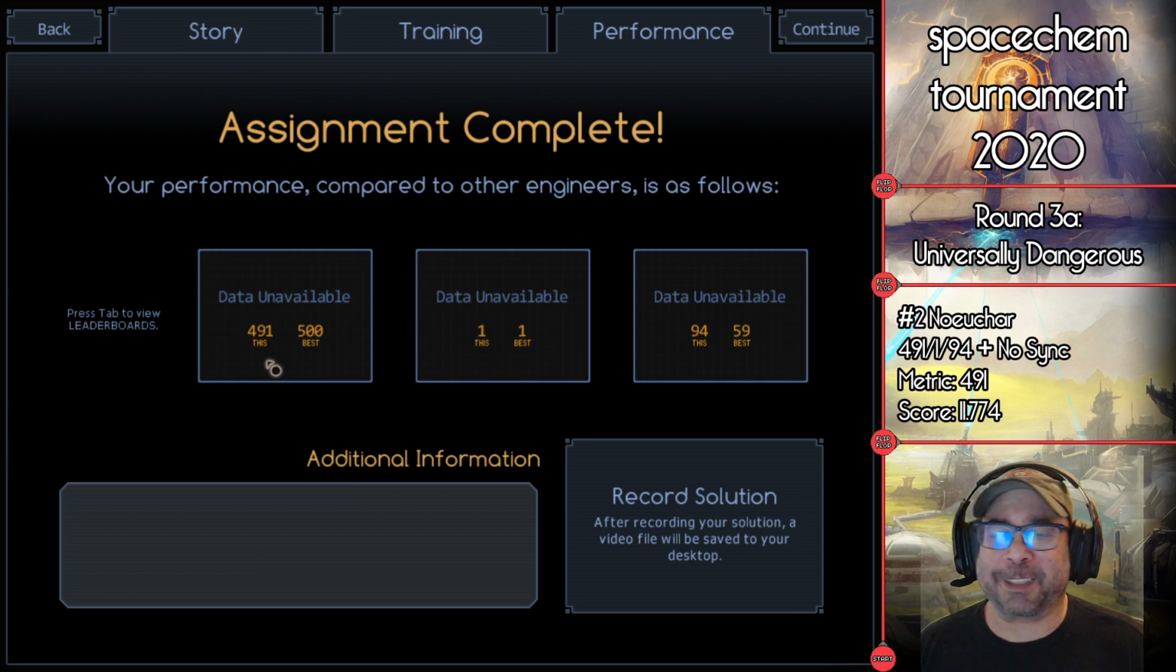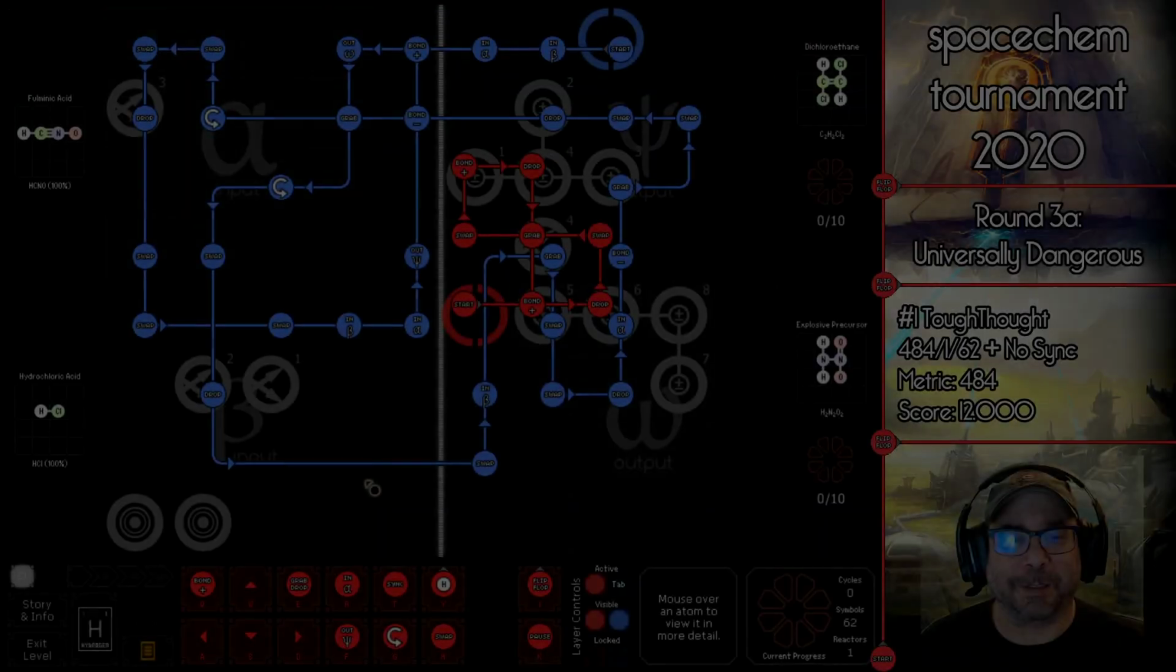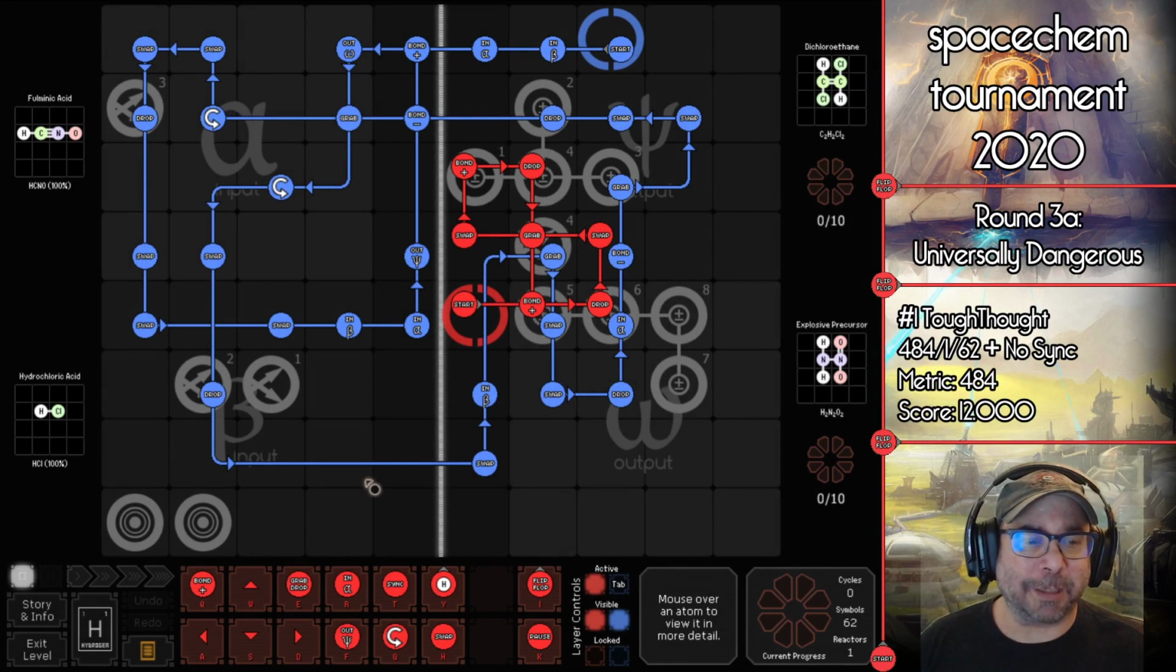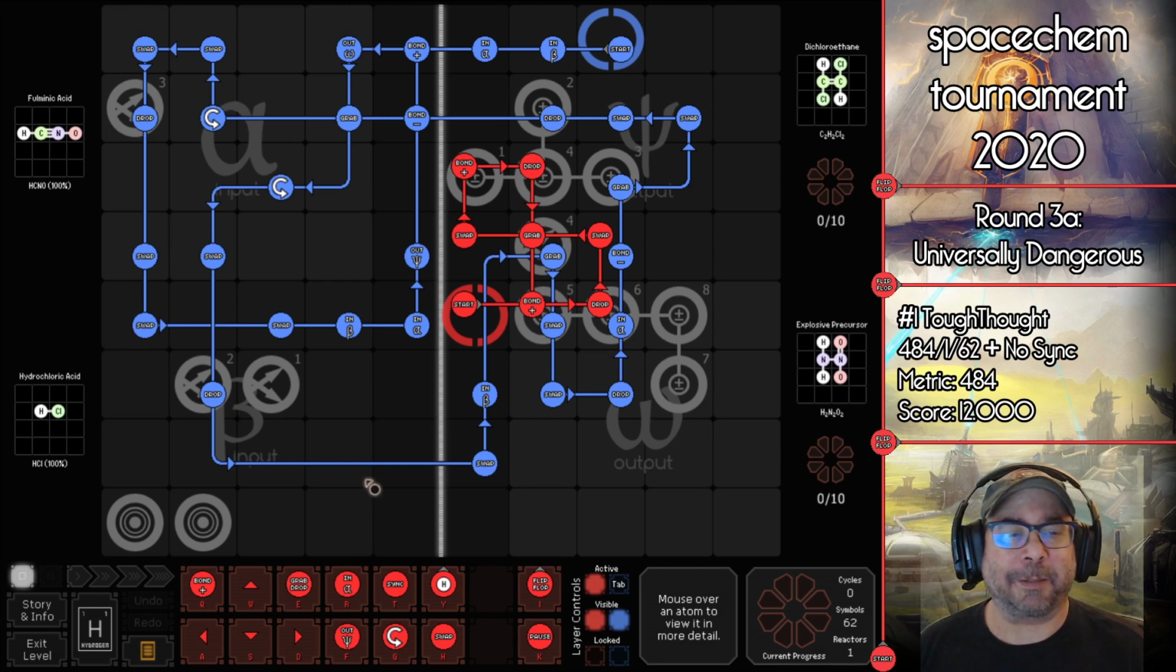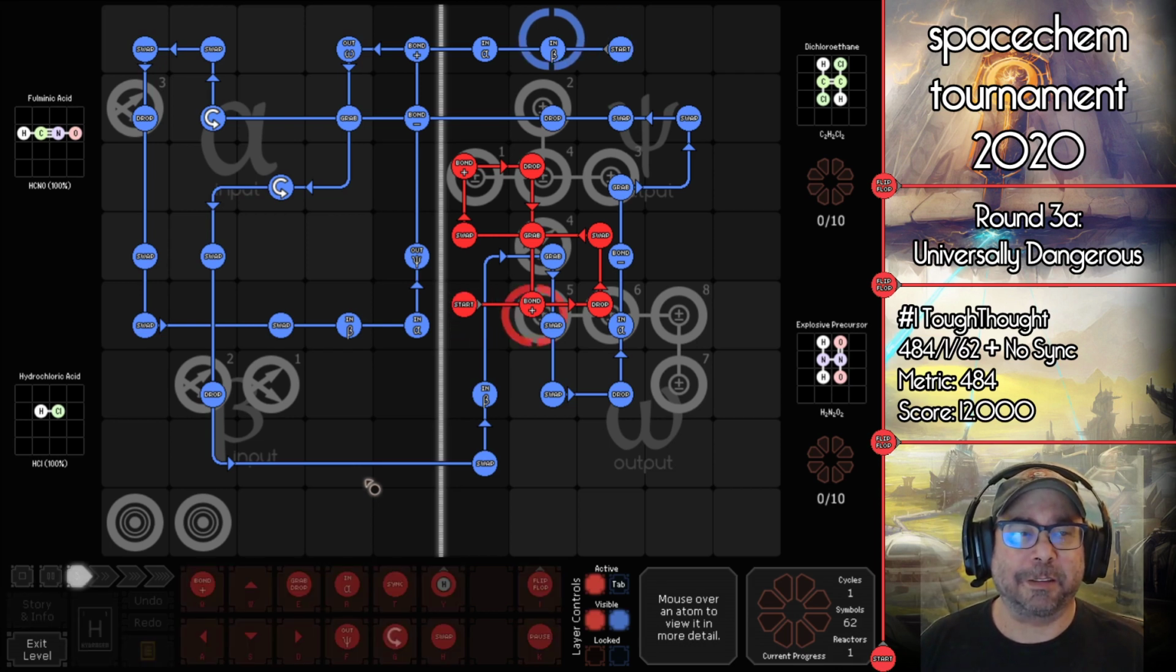491 cycles for this solution for second place, and we only have one more place to go. Top solution this week is by ToughThought. He's won it once before with the first week, I believe. Yeah, he's been dominating the cycles puzzles here. Yeah, indeed. So let's go take a look at ToughThought's solution here.